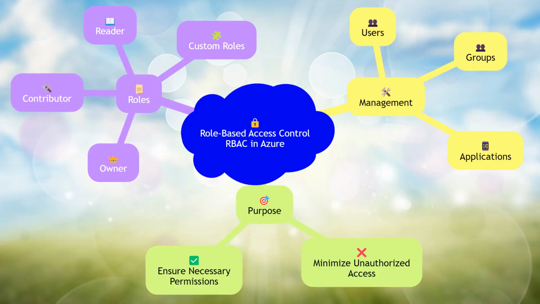Role-based access control, RBAC, is a fundamental feature in Azure that allows organizations to manage access to resources based on roles. RBAC enables administrators to assign specific permissions to users, groups, or applications based on their roles within the organization. This minimizes the risk of unauthorized access and ensures that users have only the permissions they need to perform their tasks. RBAC roles include owner, contributor, reader, and custom roles.